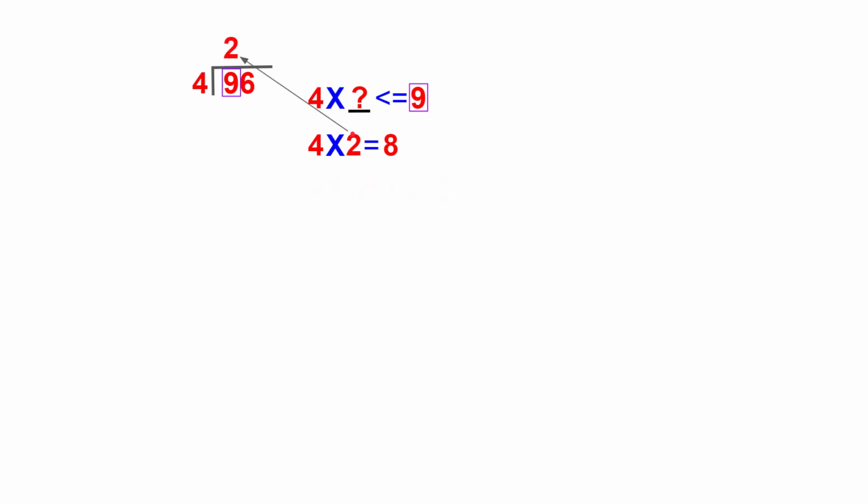We place the 2 right above the first digit, the 9, the first digit of the dividend. And we take the 8 and place it below it and subtract it from the first digit of the dividend, the 9 in this case. And we get 1. Now 1 is smaller than 4, which is good.